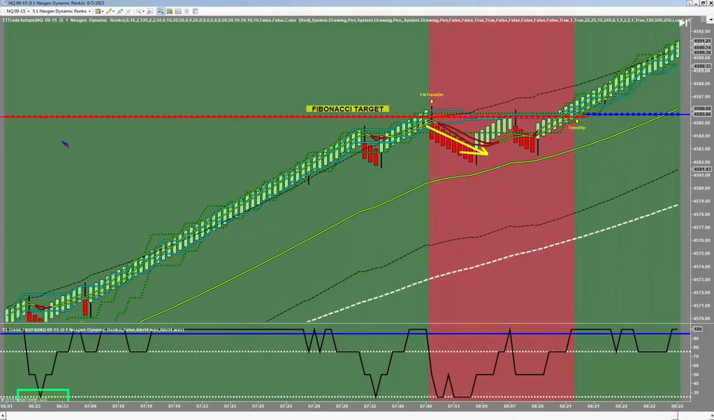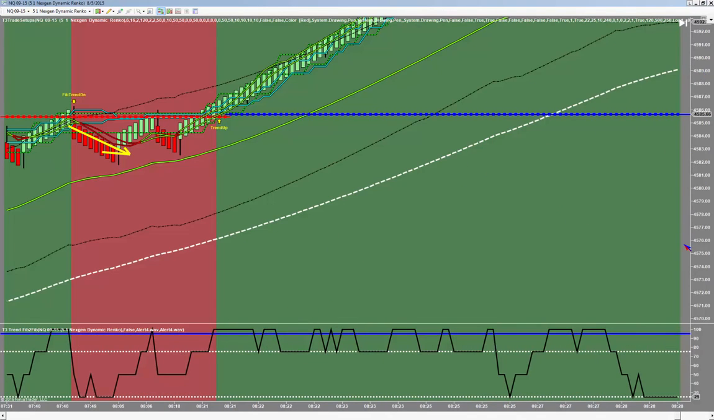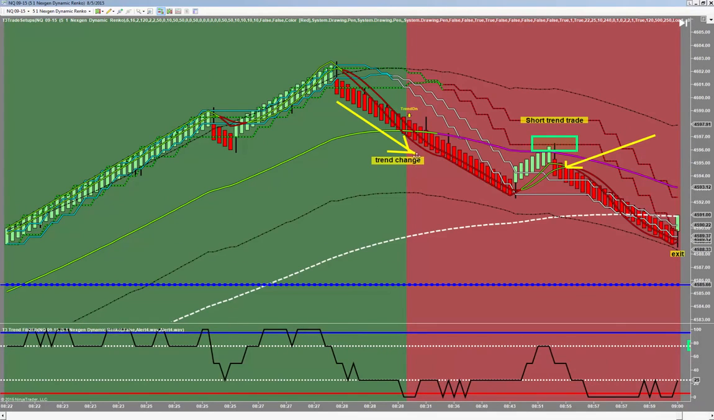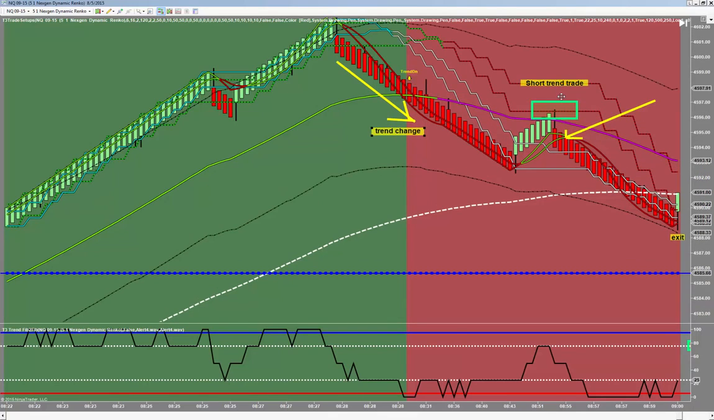All right, so we break above resistance. We have a trend change down. Small triggers below our synthetic triggers, and we have a short trend trade, right? Pull back to our mid band of resistance. Pull back to our fib to fib oscillator at 75, and the market goes down.